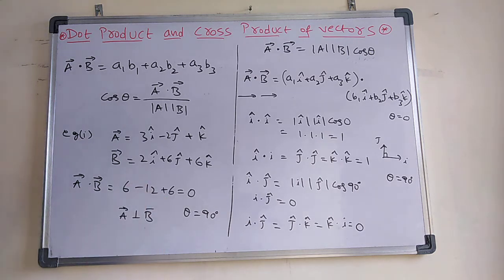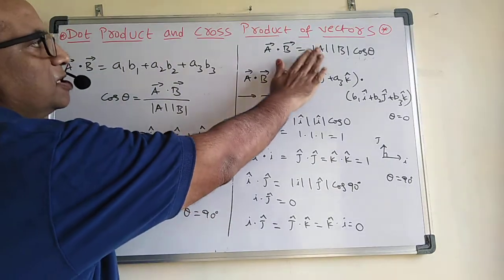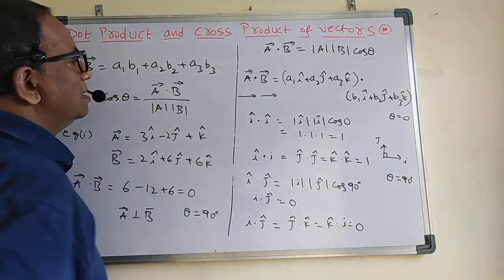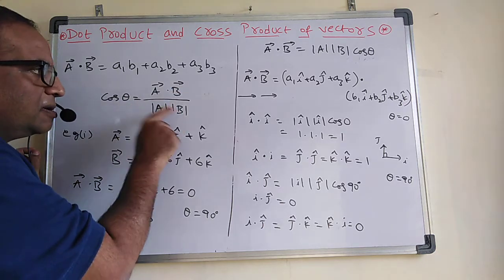So this is called a dot product. In the dot product, A dot B is equal to modulus of A, modulus of B, cos theta. And so cos theta is equal to A dot B by modulus of A into modulus of B.